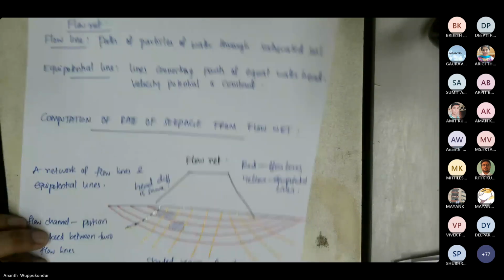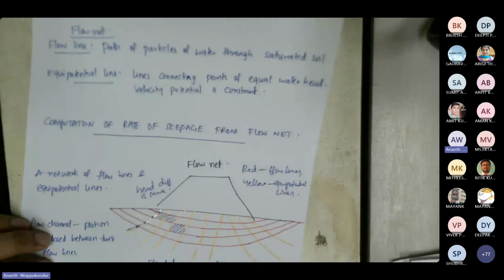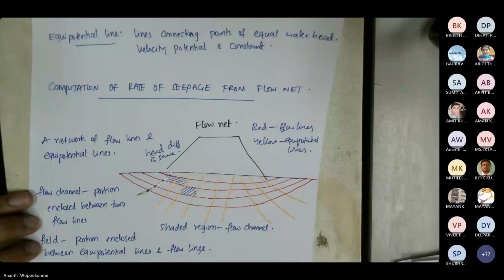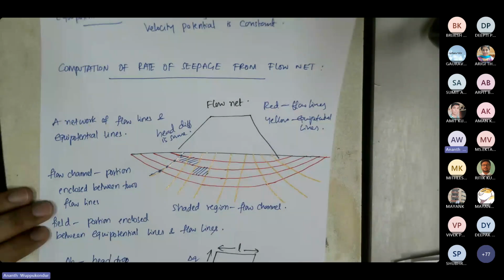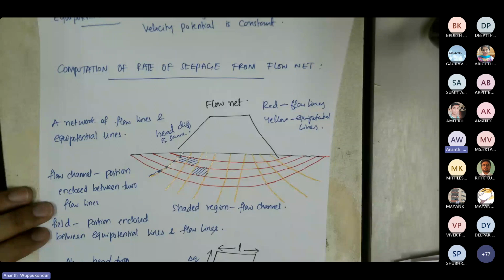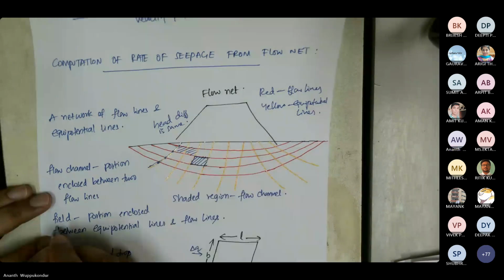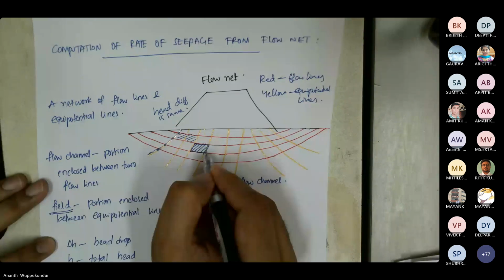So again, a flow net is formed with flow lines and equipotential lines, where flow lines represent the path of the fluid and equipotential lines are drawn by connecting points where the head is the same. Now, once you draw the flow net with flow lines and equipotential lines, the region between two flow lines and two equipotential lines is called a field. So if you consider a square formed by two flow lines and two equipotential lines, that is called a field.